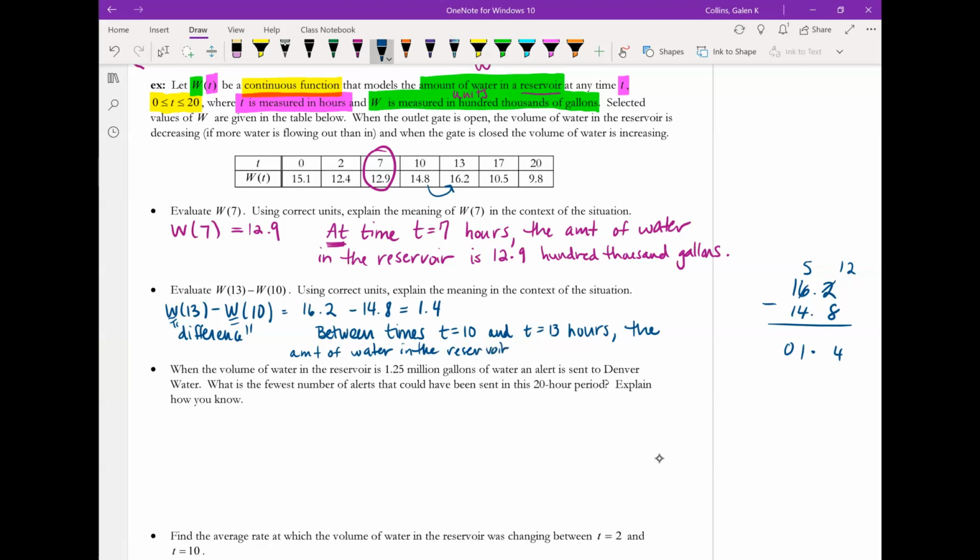And then the question is, how did it change? Did it increase or decrease? Well, if I look in my table, I can see that it increased by 1.4. So between times t equals 10 and t equals 13 hours, the amount of water in the reservoir increased. The tense doesn't matter, I'm just going to say past tense. Increased by 1.4, and then I need my units. 100,000 gallons. So 1.4, 100,000 gallons.